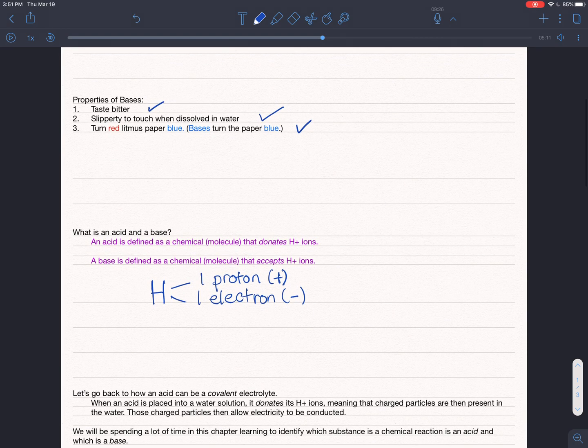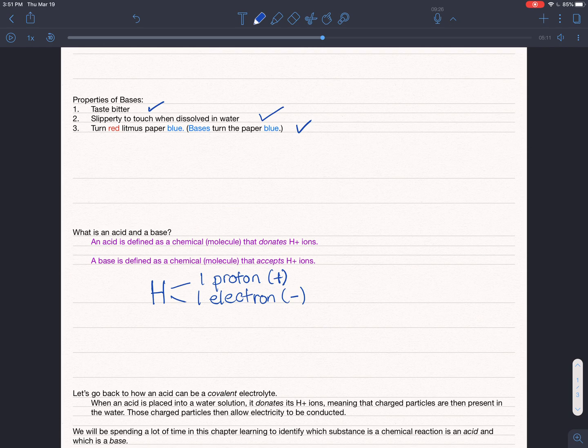Okay, so an acid is defined as a chemical or a molecule that donates H+ ions. A base is defined as a chemical or a molecule that accepts H+ ions. Okay, now in order to understand that a little better, I want to talk just for a minute about the hydrogen atom.